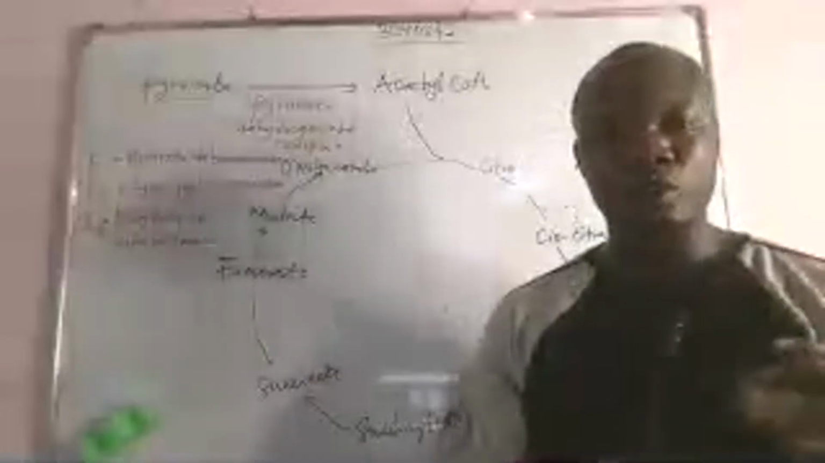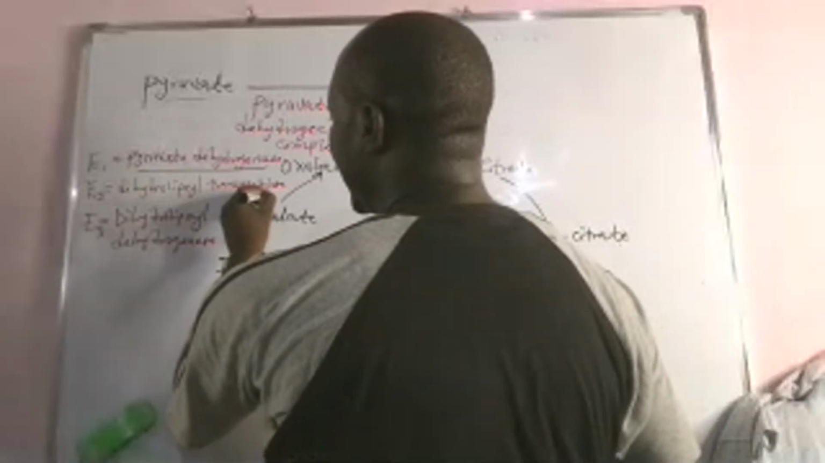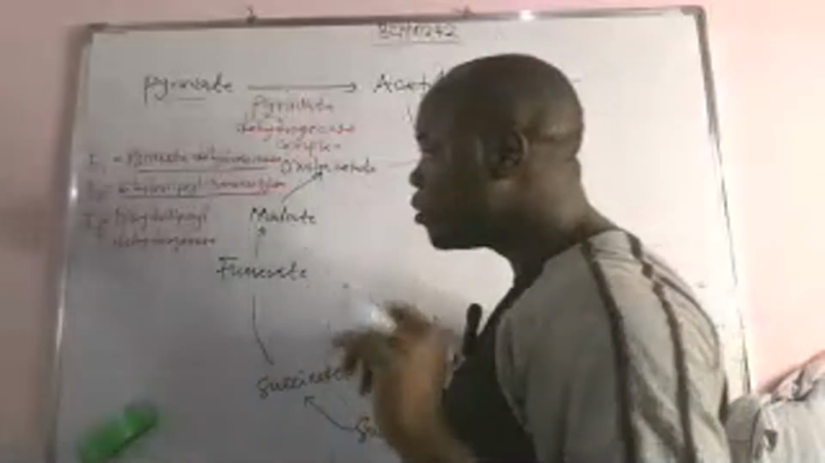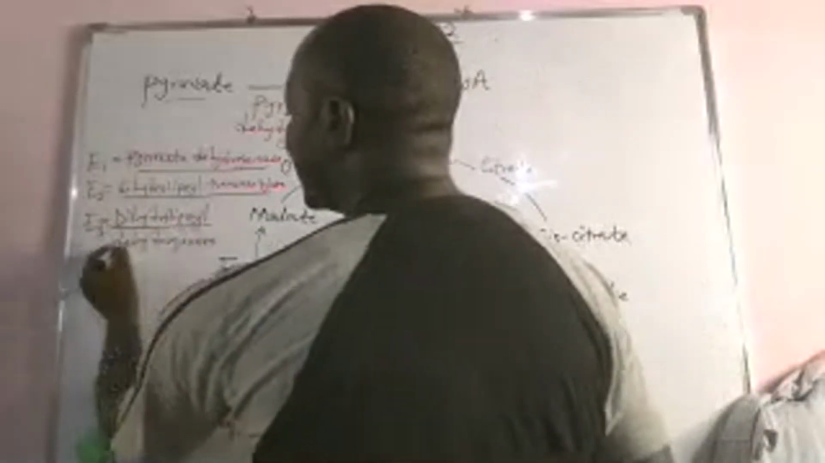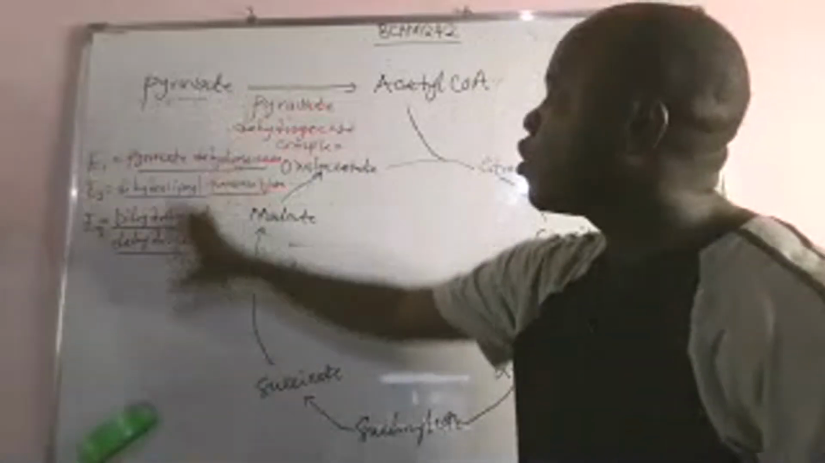the conversion of pyruvate to acetyl-CoA, this conversion is done by a complex enzyme called the pyruvate dehydrogenase complex, and it is called a complex because it encompasses three enzymes. Number one, we have pyruvate dehydrogenase. Number two, we have dihydrolipoyl transacetylase. And number three, we have dihydrolipoyl dehydrogenase. So these are the three enzymes that are under the pyruvate dehydrogenase complex.